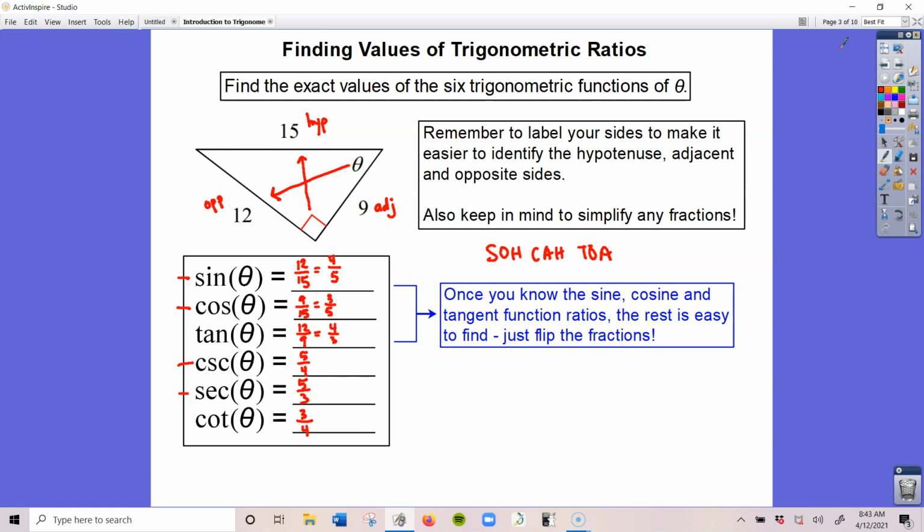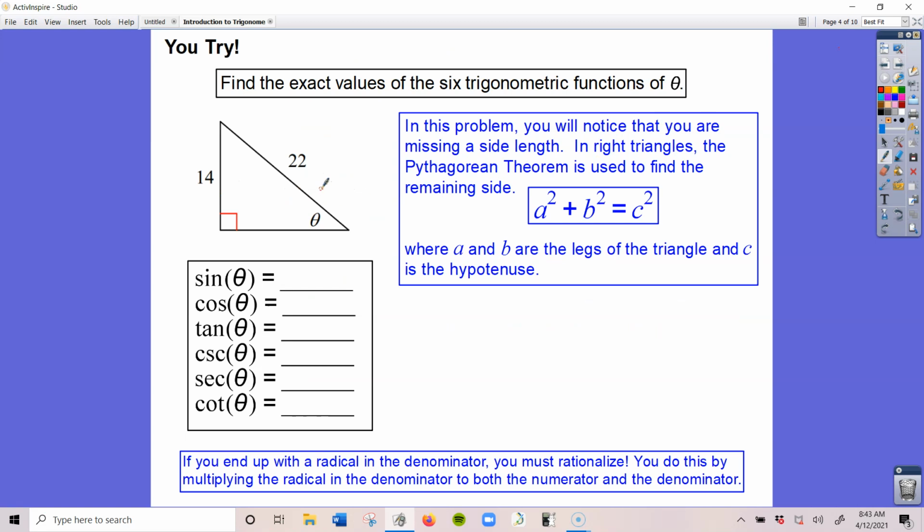Now let's look at another triangle. In order for me to find all of these trigonometric ratios, I need all three sides. But what we have here are only two of the sides. So in order to find the third side, we would have to apply the Pythagorean theorem. Anytime that you are missing a side length of a right triangle, you can apply the Pythagorean theorem to find that third side. As a reminder, this is the Pythagorean theorem.